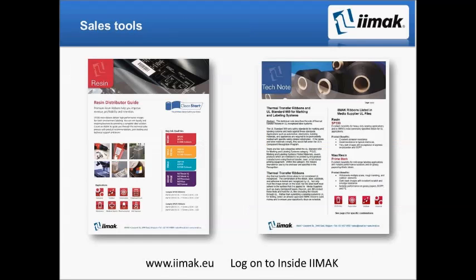Iimak's Resin Distributor Guide can give you some additional ideas to help you find and convert prospects. It has a substrate cross-reference and listing for chemical resistance, along with UL and other info we've talked about today. You can ask your Iimak account manager if you'd like to receive a hard copy. It's also online at Inside Iimak. Just search for it in the ribbon researcher. And if you don't yet have your password to access the Inside Iimak exclusive web space, please let us know and we'll set it up for you.